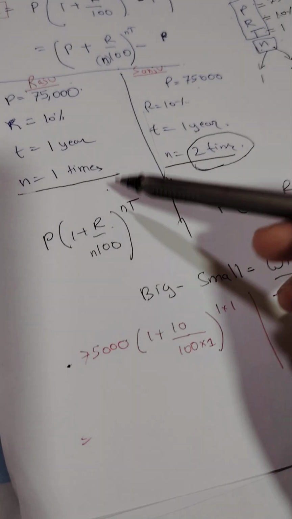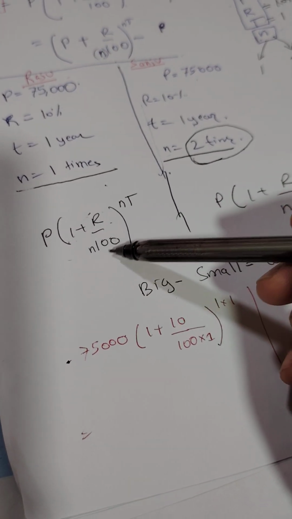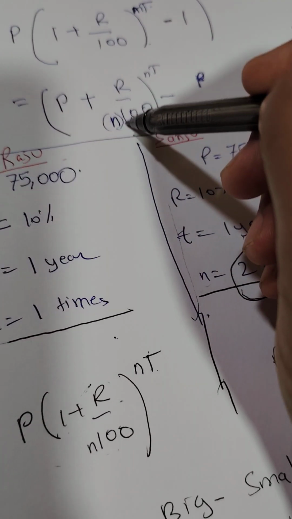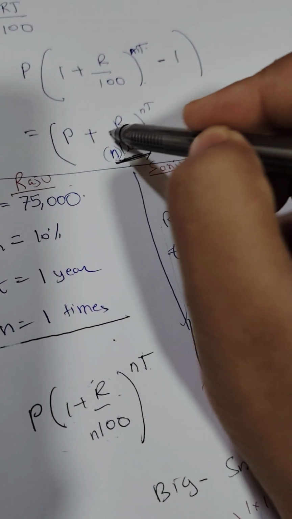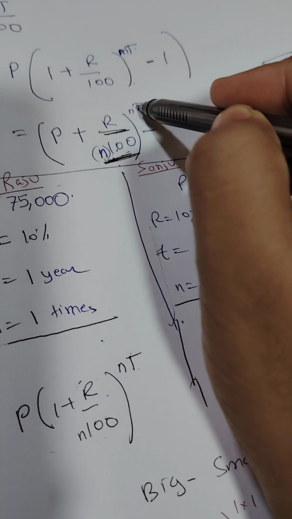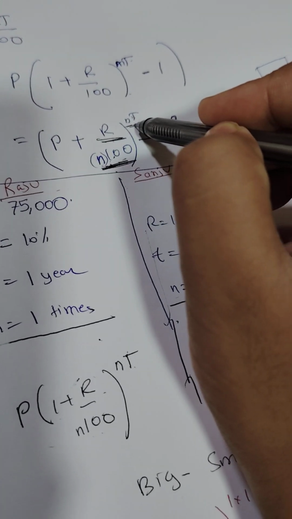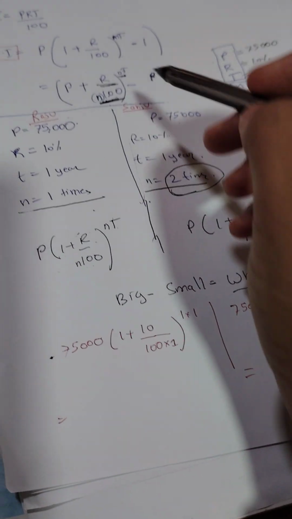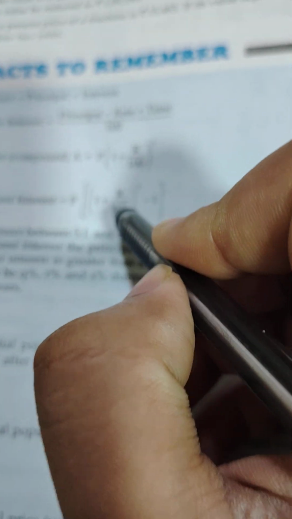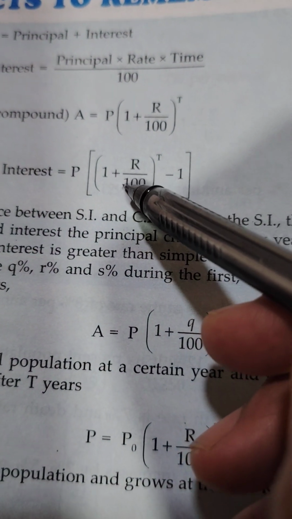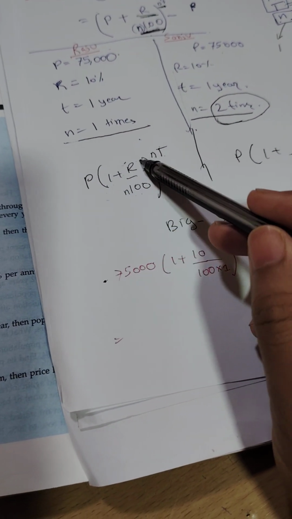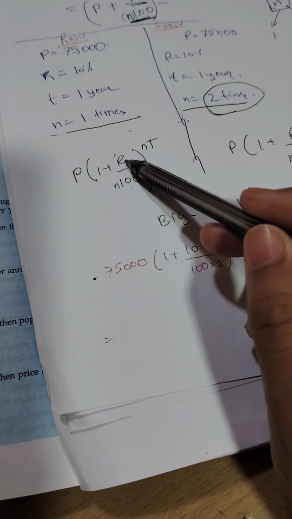Is this clear? We know the formula P times 1 plus R by N into 100, to the power NT. So this is where I made the difference. Here N is multiplied with the 100 and T is also multiplied with N. So this formula will make things simple for you. Otherwise it just adds N over here and N over here. You will see why this is much better.